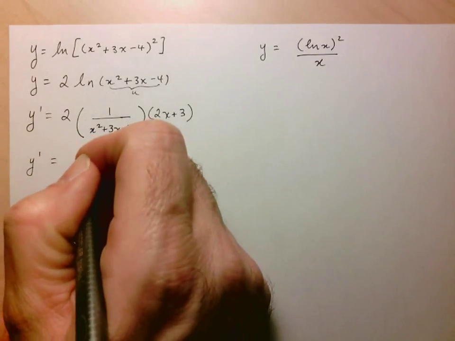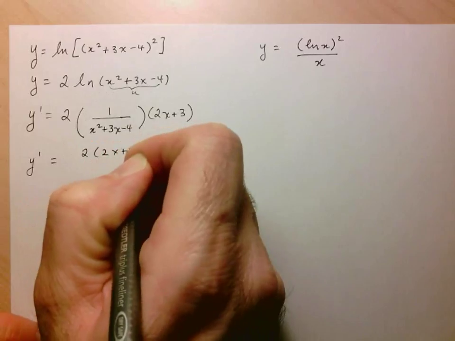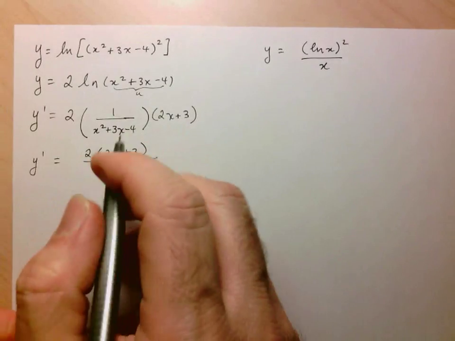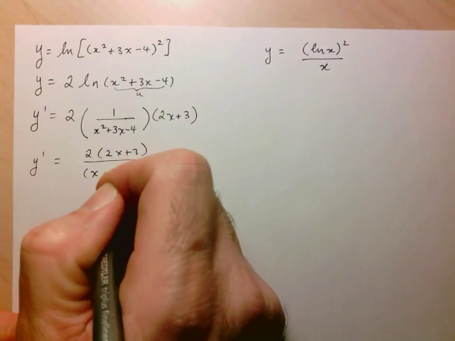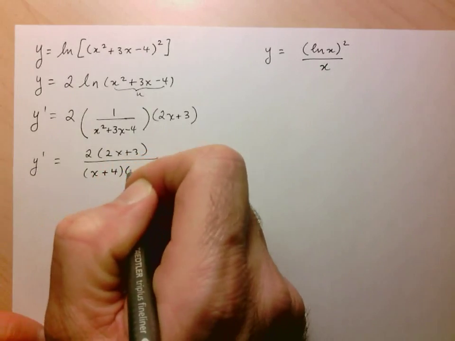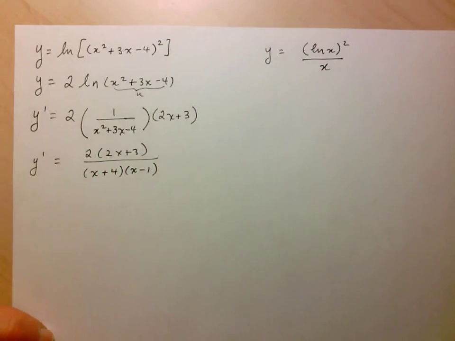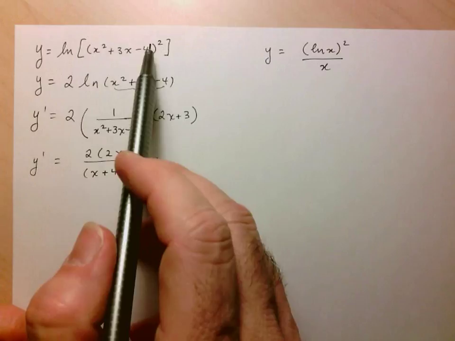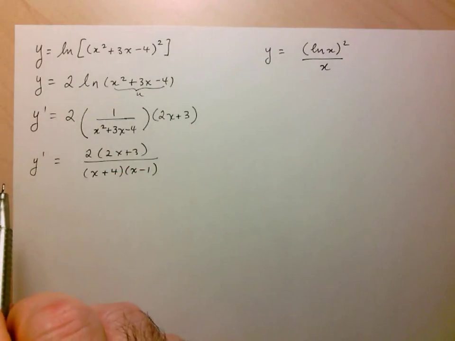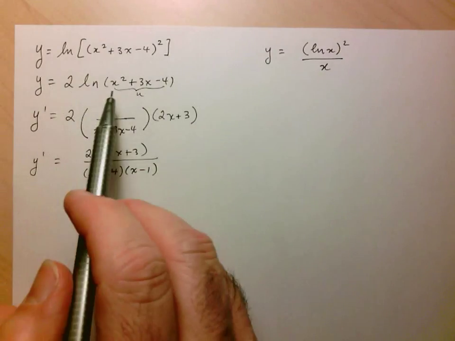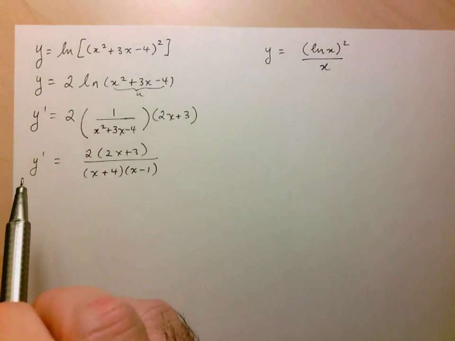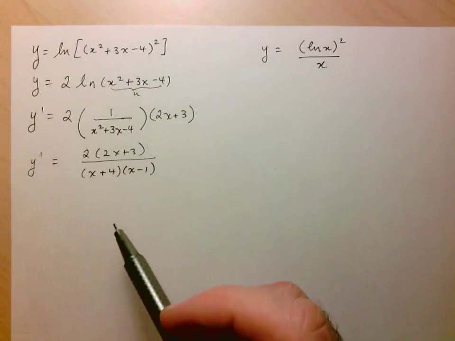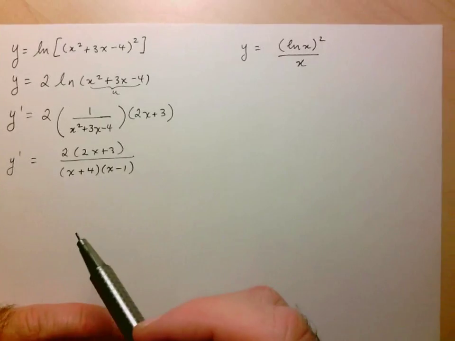So here we've got 2 times 2x plus 3 in the numerator, and in the denominator we can write this as x plus 4 times x minus 1. Okay, so there you have it. Again, just a reminder, this little trick, the ski-slope rule, might come in handy to simplify the derivative, and that allows us to only use the chain rule one time. Okay, let's move on to this other one here.